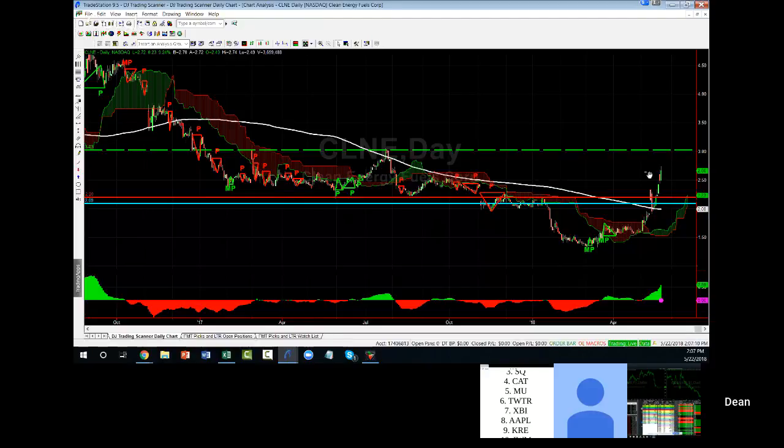And with these small caps, one of the scans I'm doing is, with the Russell going and putting in new highs, I look for laggards, laggards that are in the sector or index but weren't going up with the rest of it. Now they've turned and are catching up, and we've got several breakouts here.